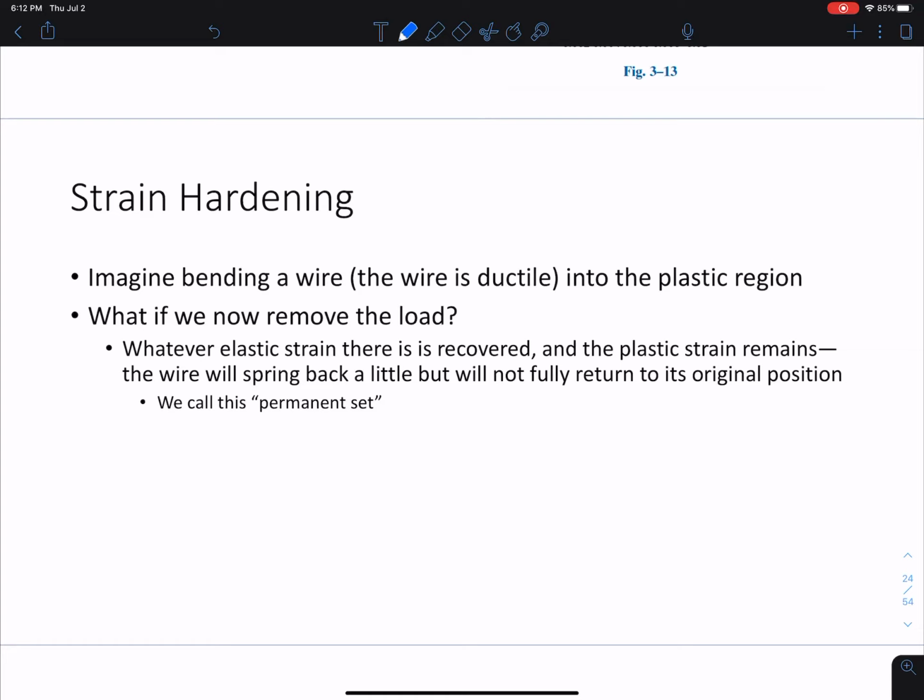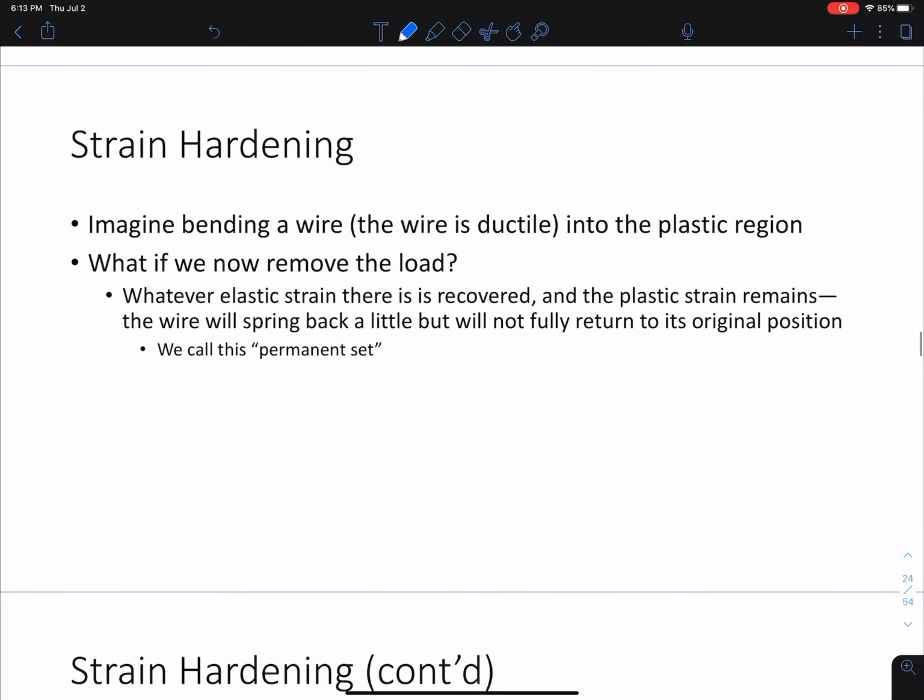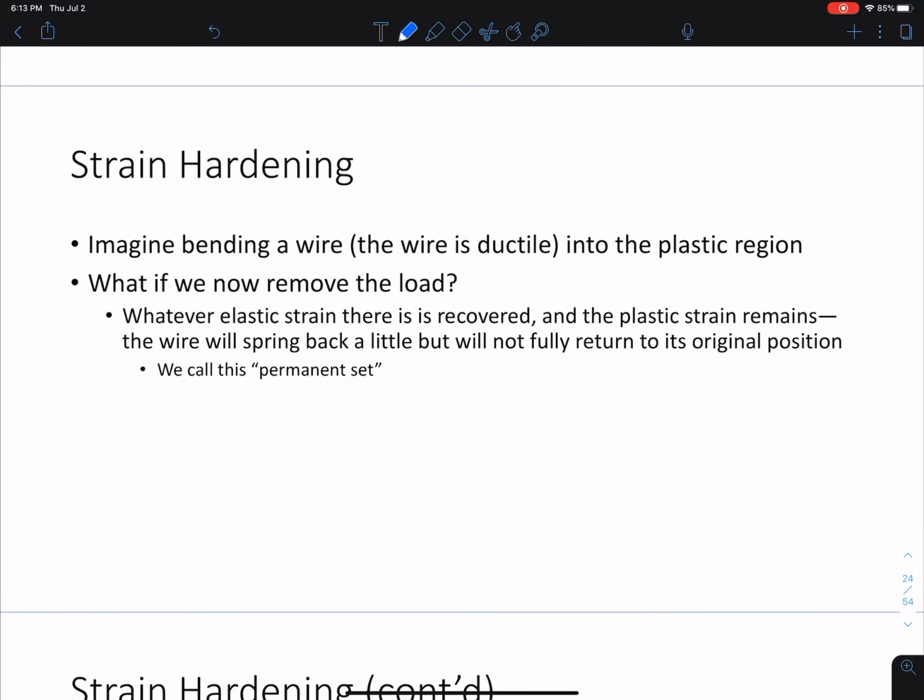Okay, so moving on here, we're going to talk about a couple more elements of the stress strain diagram before we do an example. We have something called strain hardening that happens when we apply load to a material. I have an example here: imagine bending a wire that is ductile, a wire that has flexibility to move when you bend it. And let's say you bend it so much that it goes into the plastic region.